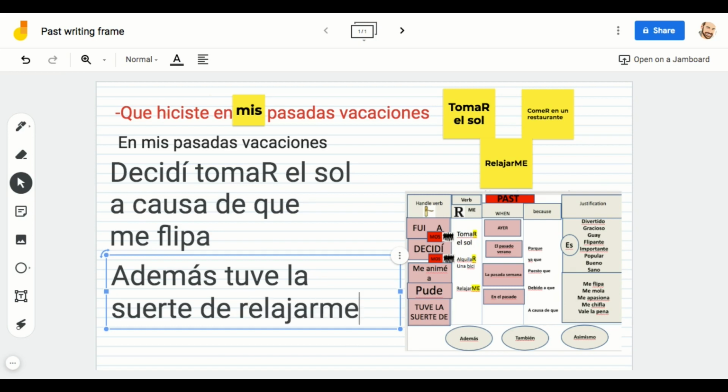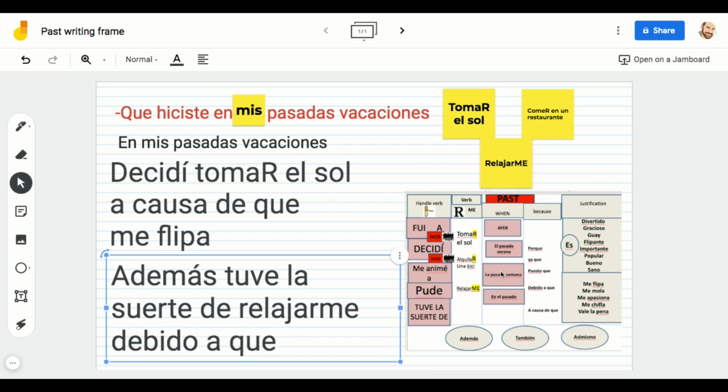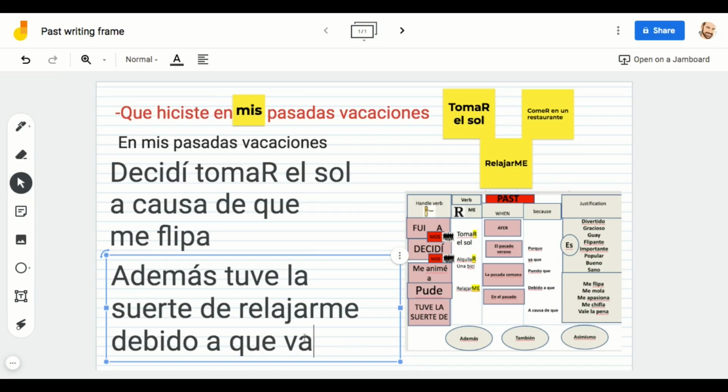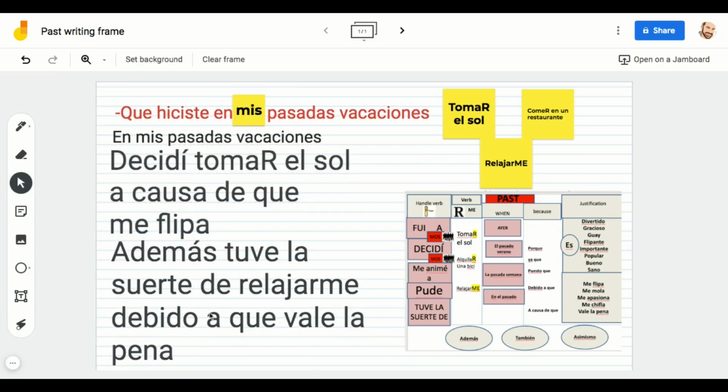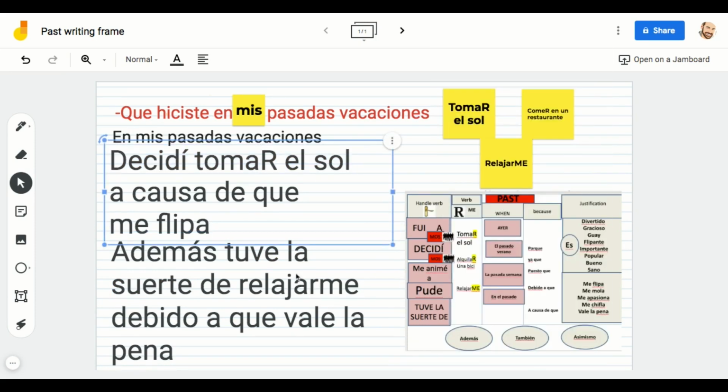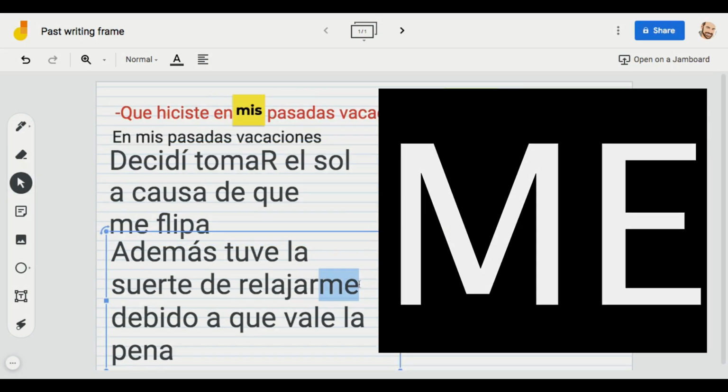Relajarme. And now I can say why as well. You can use another expression instead of a causa de que, for example, debido a que. And then you can say it was worth it: vale la pena. As you can see in here, you just write at least 30 words and you're actually communicating the past with decidí and tuve la suerte de. And as you can see, after the two expressions, two handle verbs, you use a verb ending in R, like tomar el sol, o relajarme, ending in me, if it's reflexive.